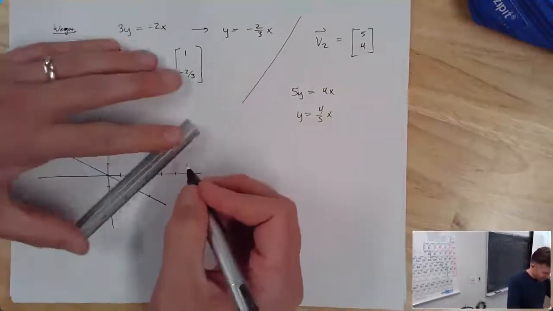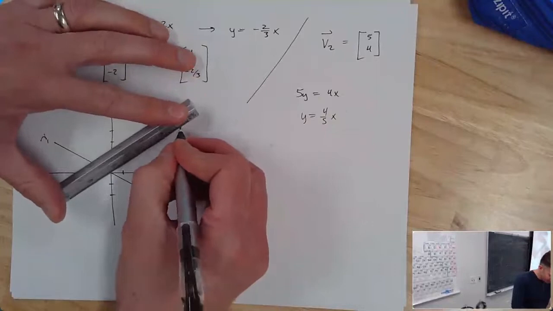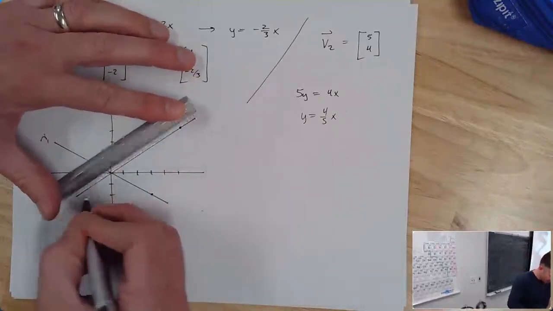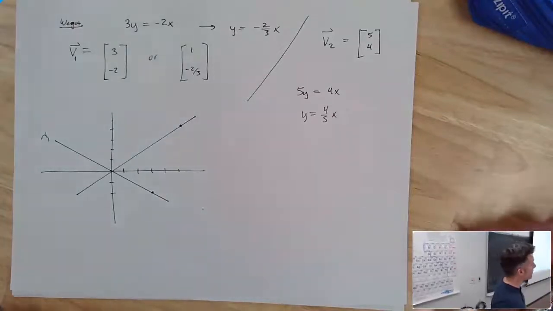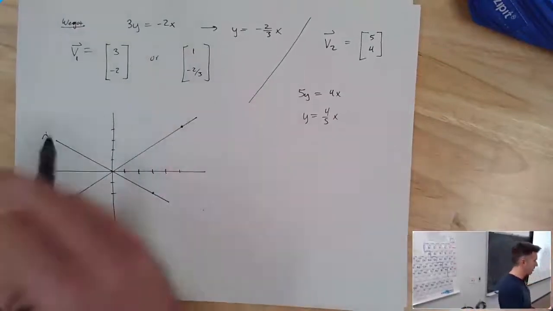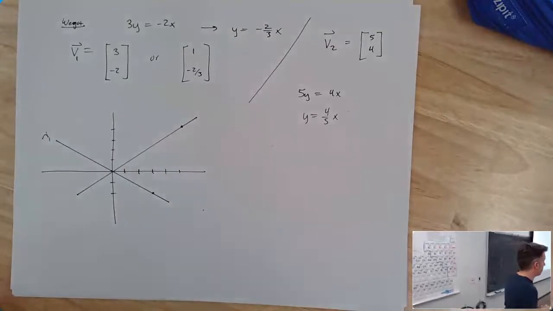So that's another reason why it's nice to write the eigenvectors like that, where the entries are both integers, because it makes it really, really easy to find where on your phase portrait you want your lines to go through.